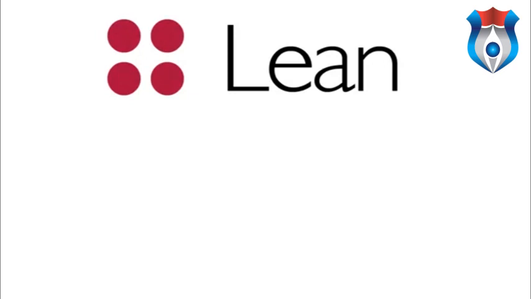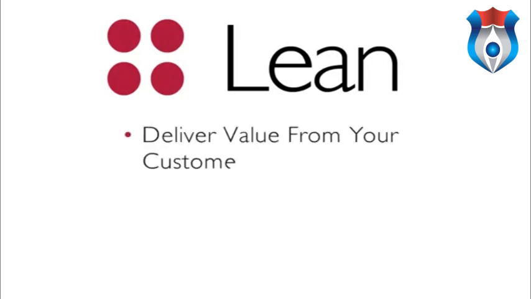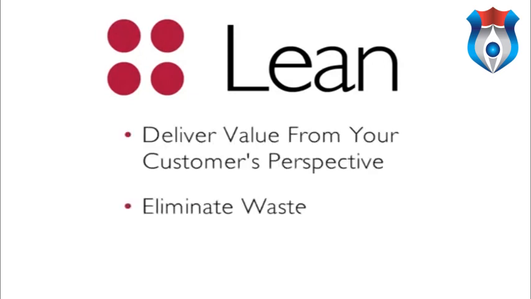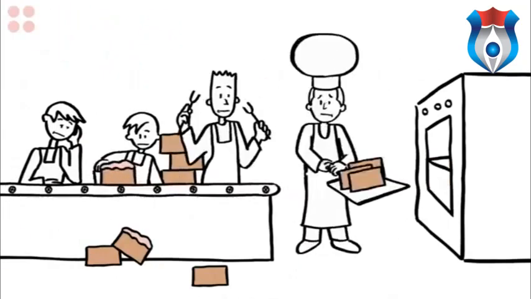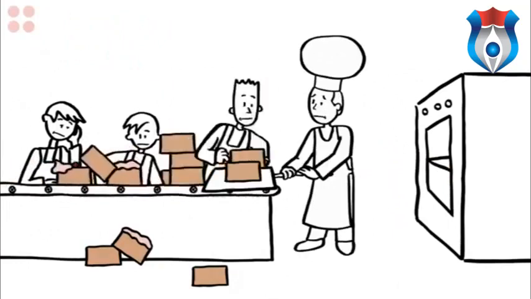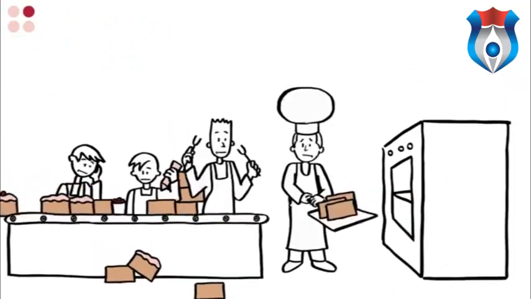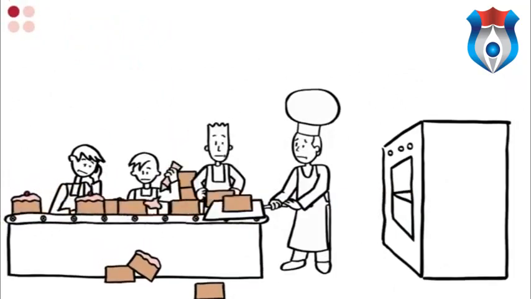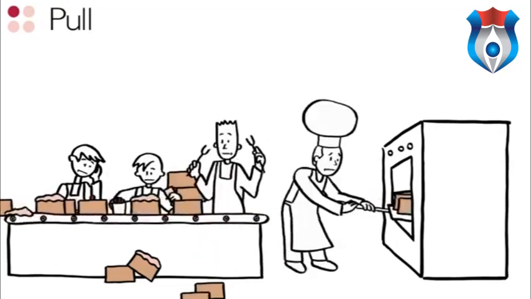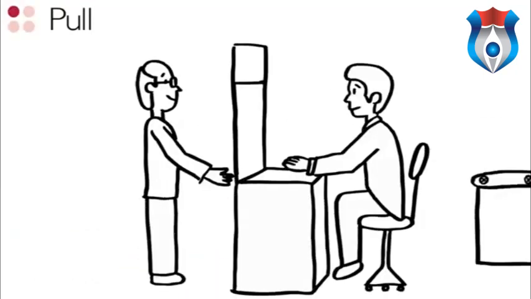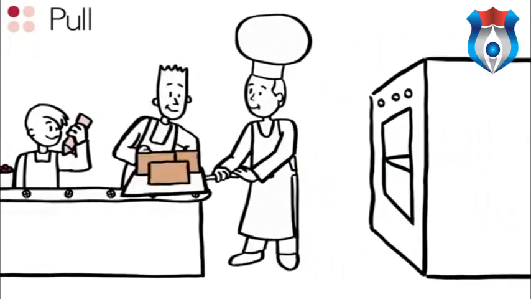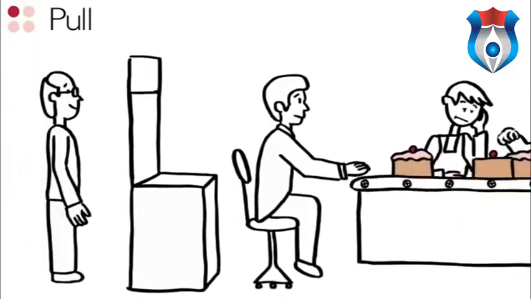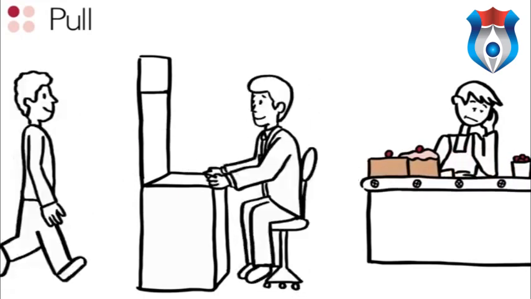Lean is a philosophy about delivering value from your customer's perspective, eliminating waste, and continuously improving your processes. Lean can radically change the way you do business. Lean management is based on four principles. The first principle is pull. Rather than producing as much as possible, customer demand pulls goods or services through the manufacturing process. This minimizes overproduction, inventory, and ultimately working capital.